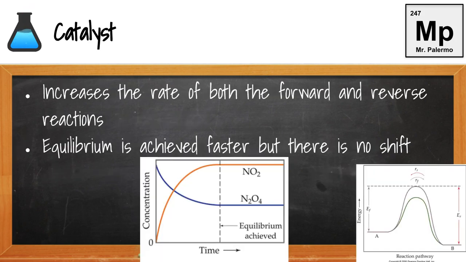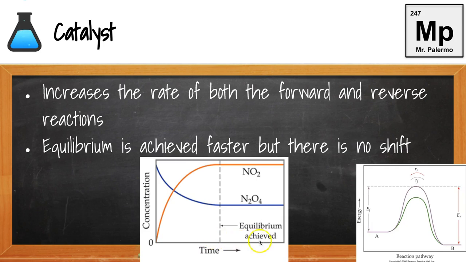And lastly, what happens when we add a catalyst? Well, a catalyst is going to speed up the reaction, but it's going to speed up both reactions, the forward reaction and the reverse reaction. And it does so equally, so equilibrium is going to be achieved faster, but there is no shift in either direction.